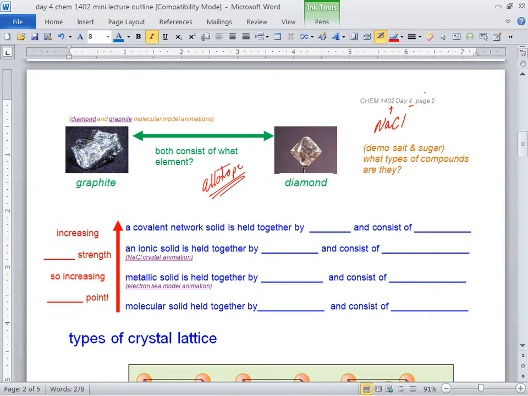Okay? And what's the crystalline structure? Well, that's kind of what we're going to be talking about. You'll see some pictures down here. That was salt.